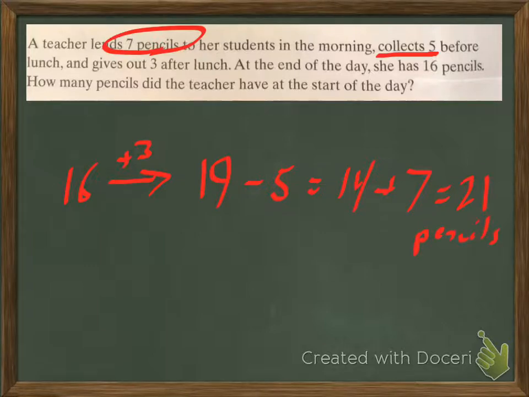Now, let's double check it. Let's run this back through the problem and see if it works. 21 pencils. I give out 7. I now have? 21, give out 7, I end up with 14, right? Okay, right before lunch, I collect 5 of them back. I now have 19 pencils. After lunch, I give away 3.